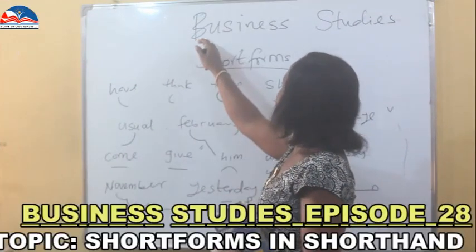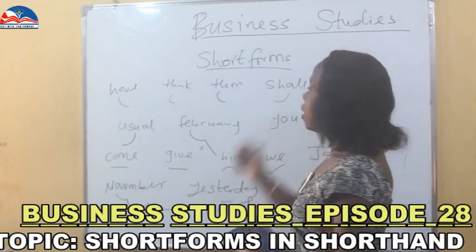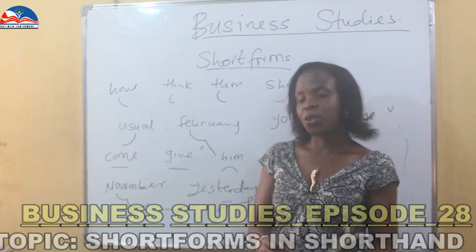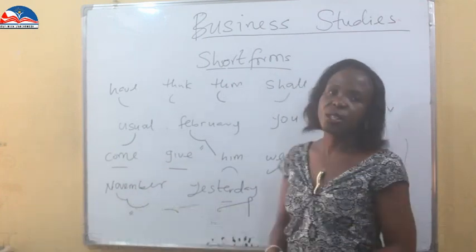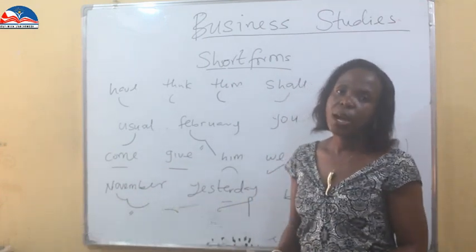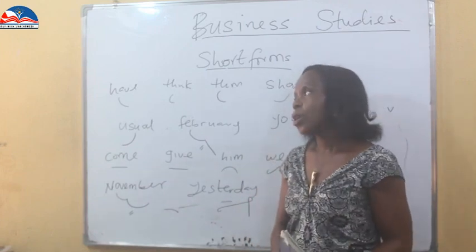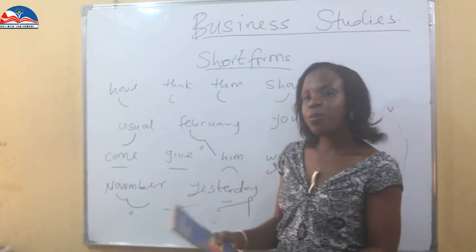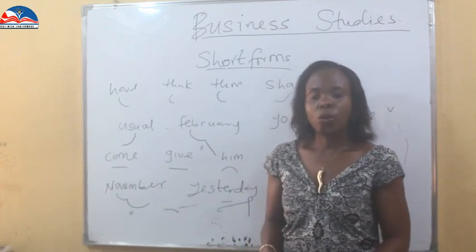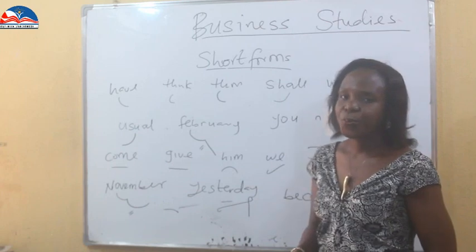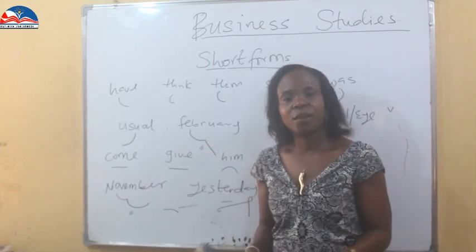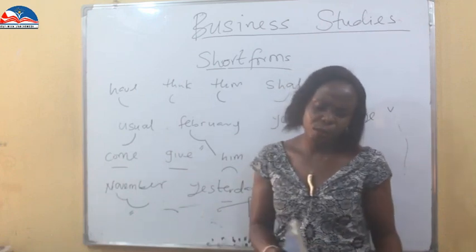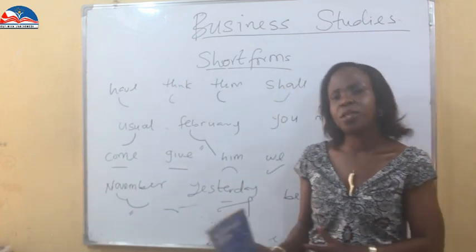Our business study class. Today we are going to another section in our business study class. I told you that business study is subdivided into different parts. We have the shorthand section, the typewriting or computer section, the business development section, the economics section, and the character building section, character building in business. So these are subdivided sections that are found in business studies.